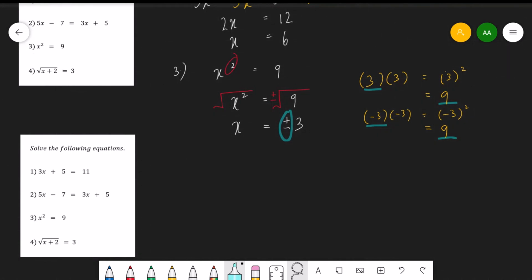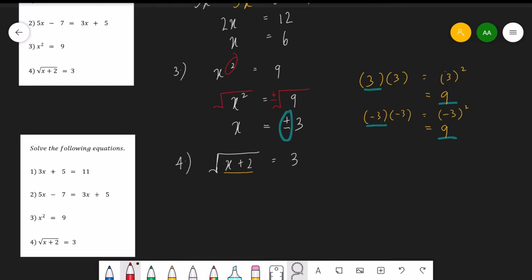Okay, last example, number 4. We have square root of x plus 2 equals 3. The difference between number 3 and 4 is you have a square at number 3, but you have a square root at number 4. In this case, our unknown, x plus 2, is on the left hand side. So we need to remove the 2, but then you have the square root. That means we need to remove the square root first. How do we remove a square root? We remove a square root by adding a square.